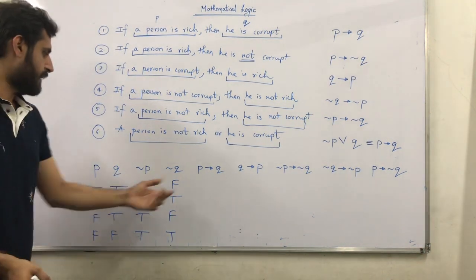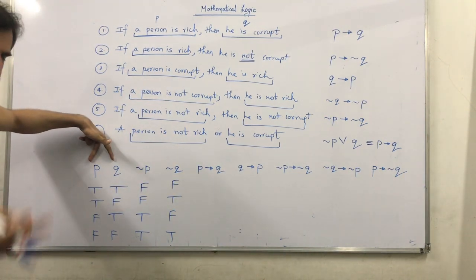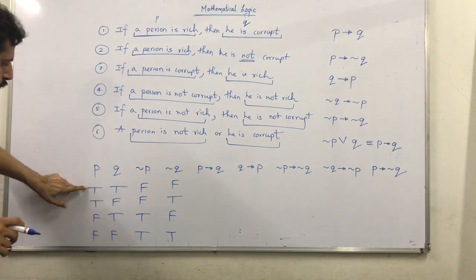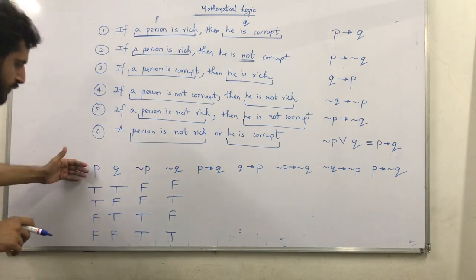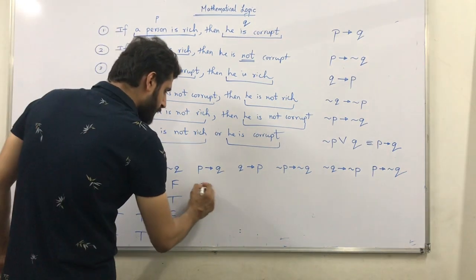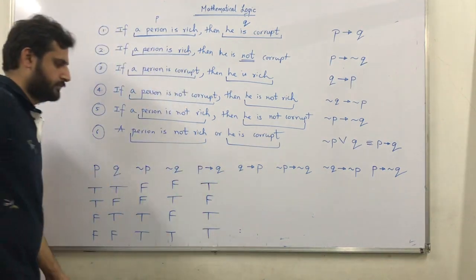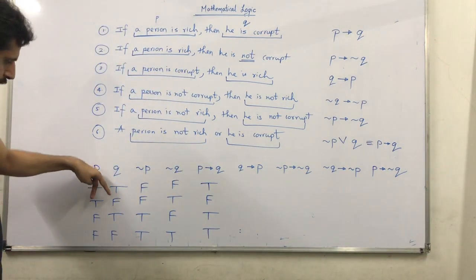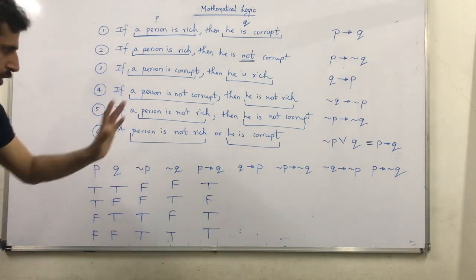Okay, so then we have P implies Q. As you know, we have done it many times now. It will be true, false, true, true. True implies false will be false, and then true, true again. Only in this case will we have true implies false as false.